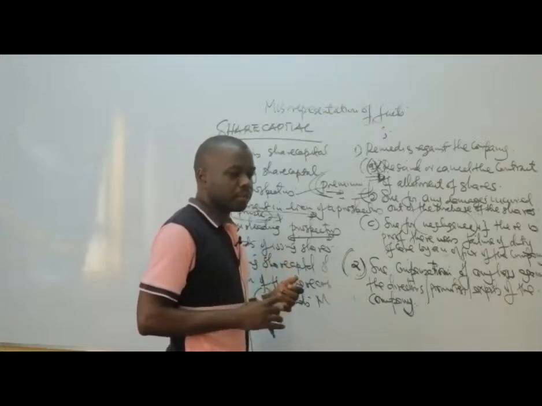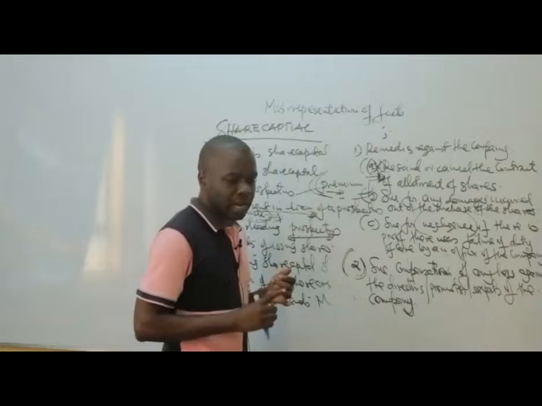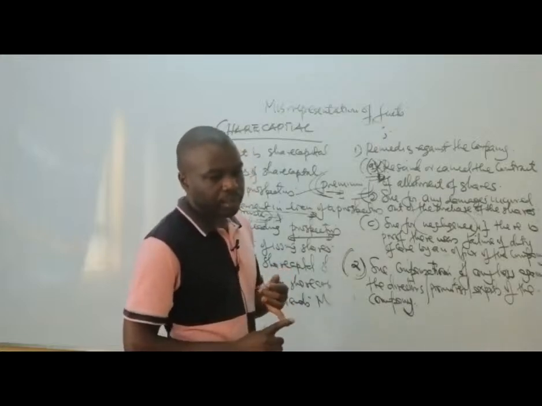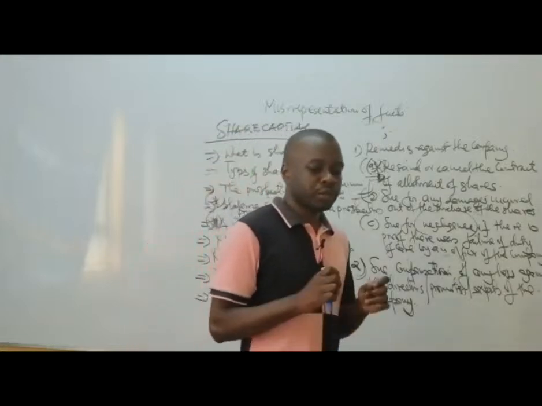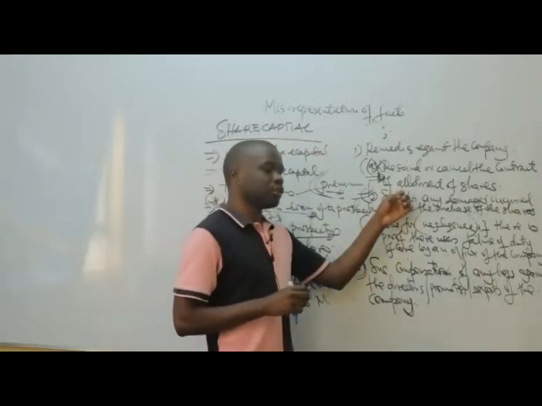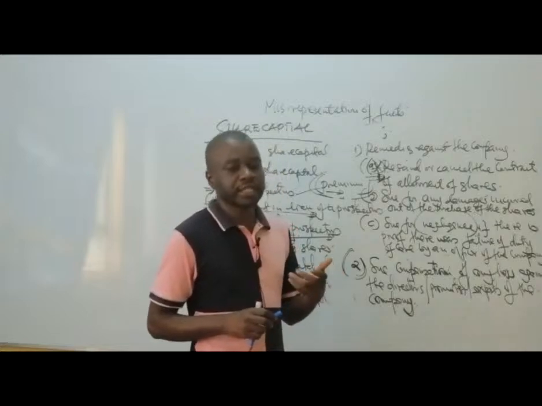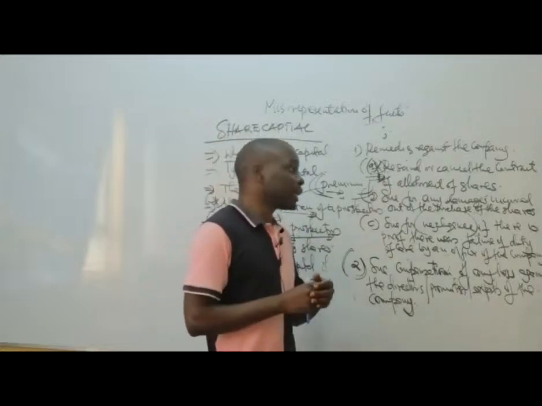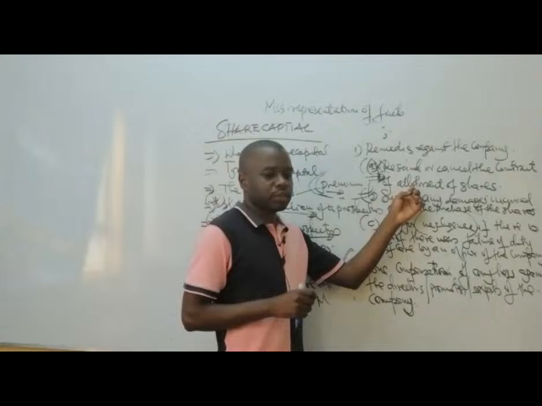For example, number one, you must not have affirmed the contract of allotment. How will we conclude you have affirmed it? For example, if they have allotted the shares and you have ended up enjoying dividends in the company, you have already affirmed the allotment of the shares.